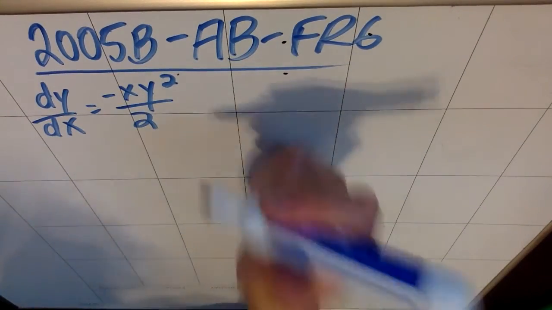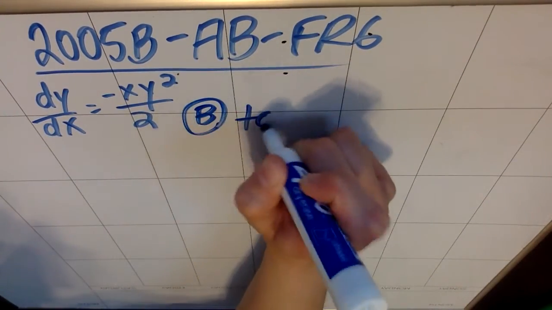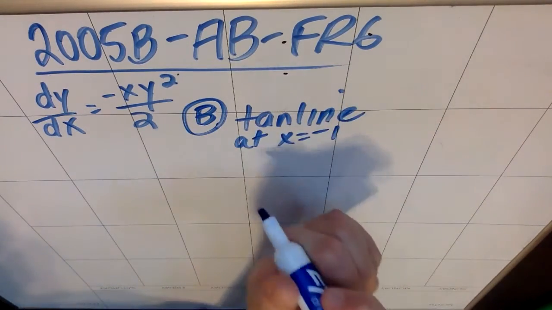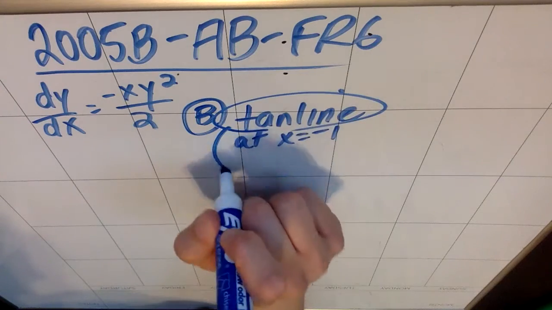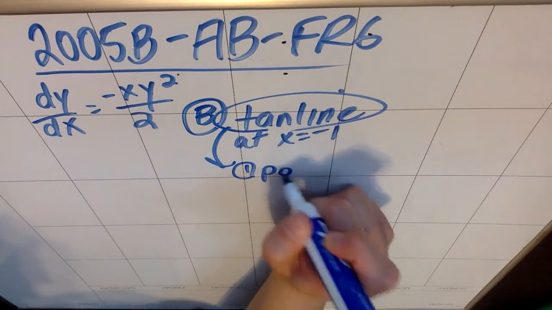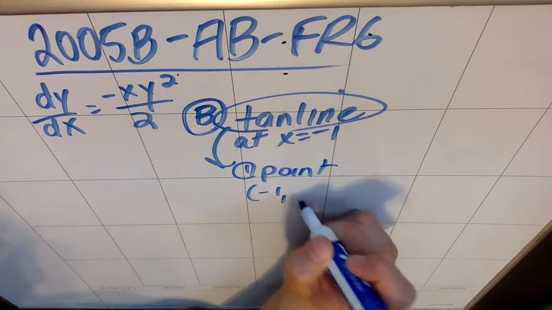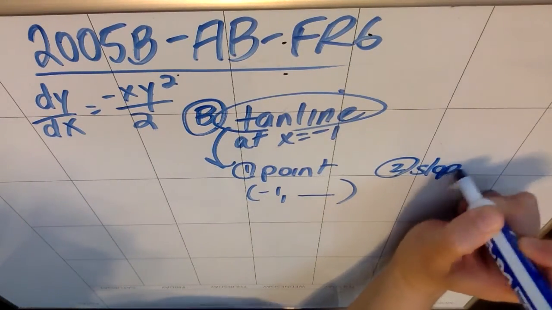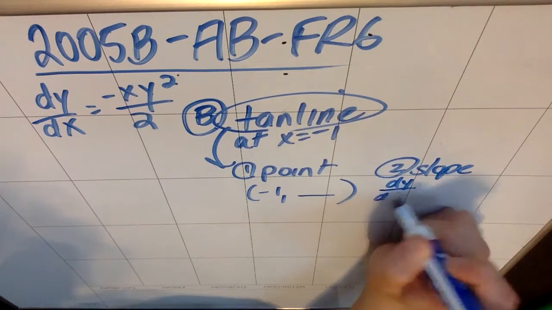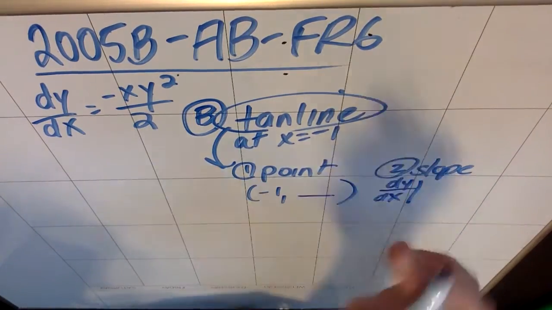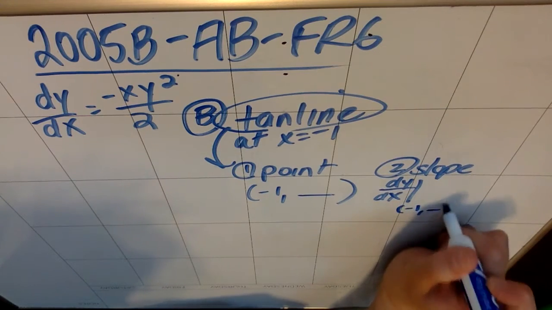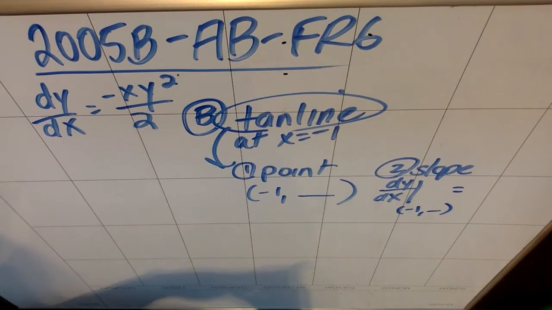Part B asks us for a tangent line at x equals negative 1. Well, anytime you're asked for a tangent line or any line at all, you need 2 things. You need a point, and I know the first half of the point is negative 1 comma blank. We'll talk about the second half in a sec. And the other thing I need is a slope, which in this case is going to be my dy dx evaluated at that point. So whatever point I get, I'm going to evaluate my dy dx at that negative 1 comma blank. So that's my slope, and then I'm going to write my answer in point slope.